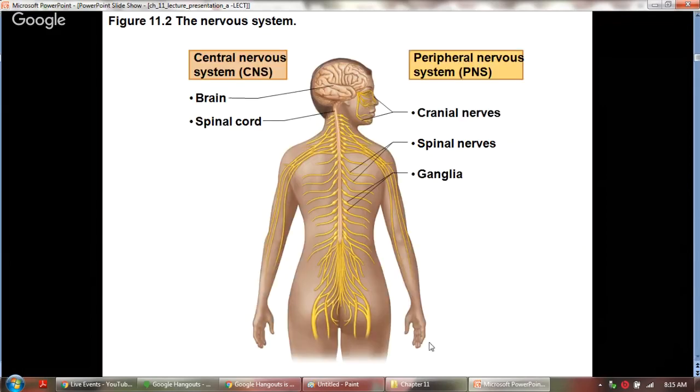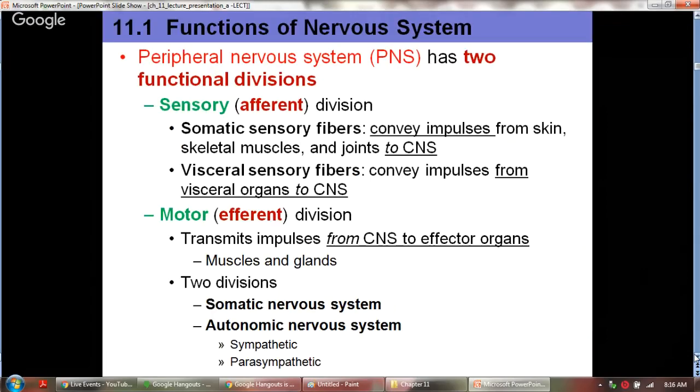In this figure, you can see the parts included in the central nervous system, which are the brain and the spinal cord. The cranial nerves, as well as the spinal nerves with their ganglia, are included in the peripheral nervous system. So let's go over some of the very basics of these two systems. Let's talk about the peripheral nervous system first.